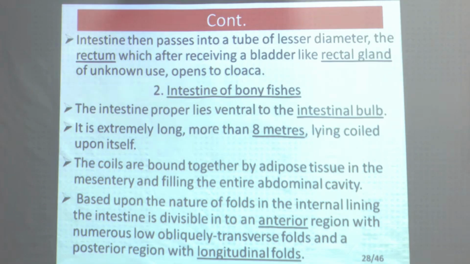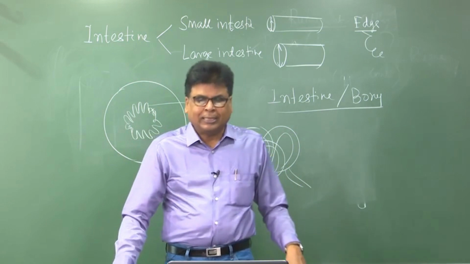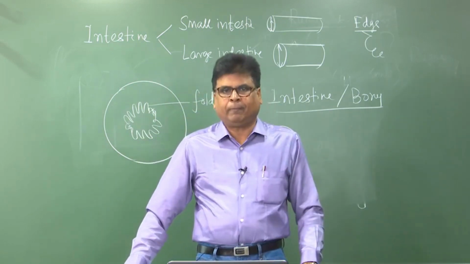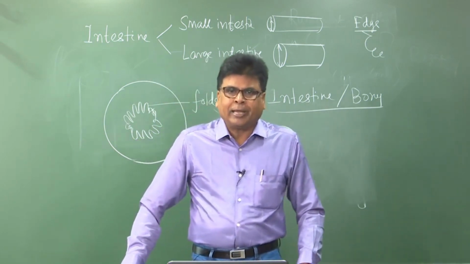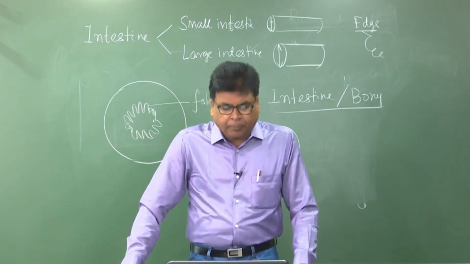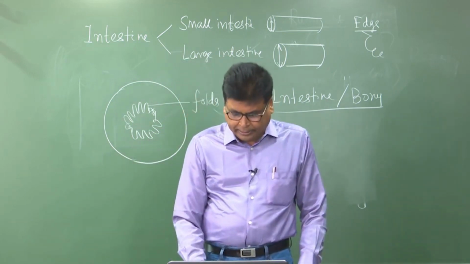Based upon the nature of folds in the internal lining, the intestine is divisible into an anterior region with numerous low obliquely transverse folds, and a posterior region with longitudinal folds. So, based upon the nature of the folds in the internal lining, the intestine is again divisible into two parts. The first part has the oblique and transverse folds, and the posterior region has the longitudinal folds. So, these are different parts of the intestine of the fishes.